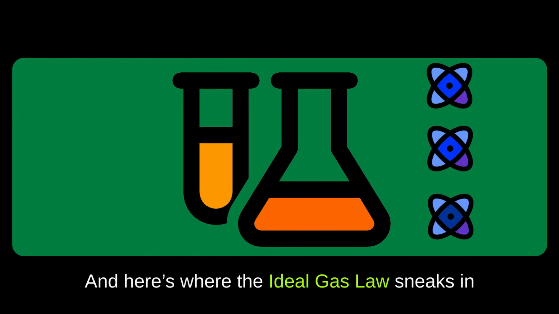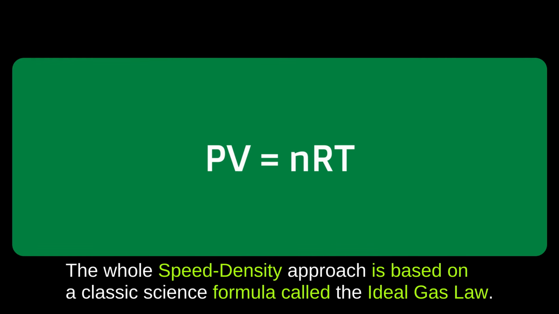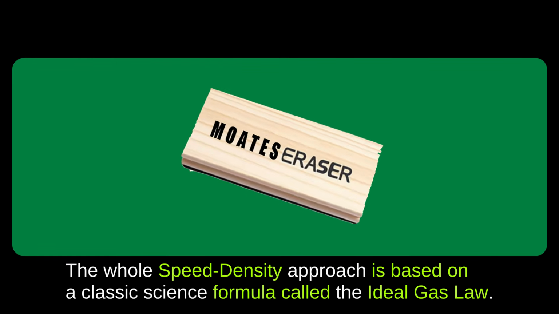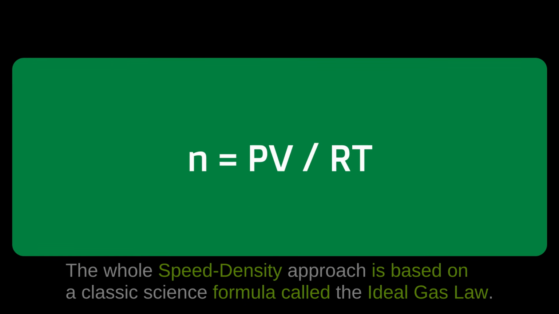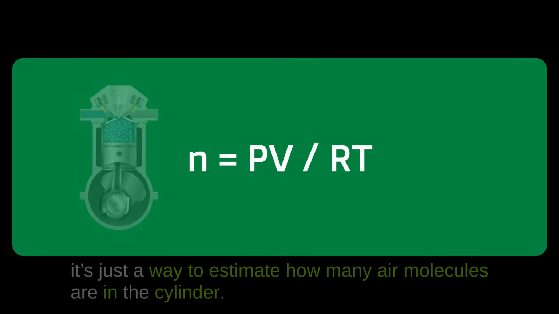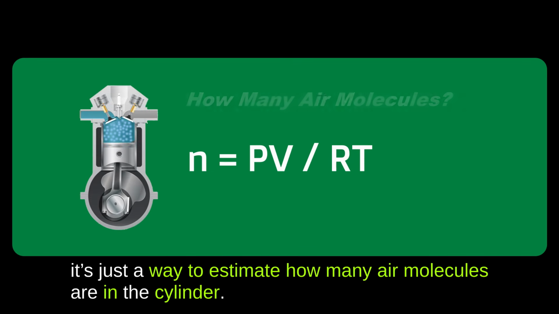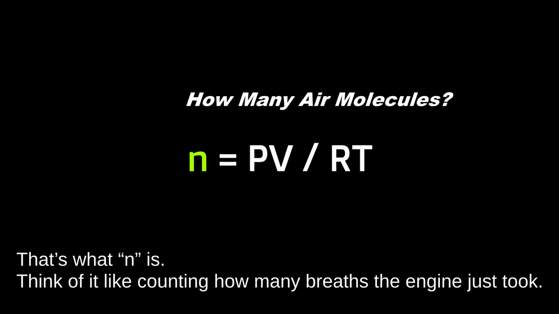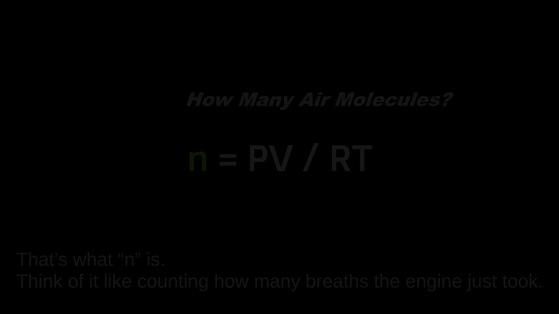And here's where the ideal gas law sneaks in. The whole speed density approach is based on a classic science formula called the ideal gas law. But let's not panic, it's just a way to estimate how many air molecules are in the cylinder. That's what N is. Think of it like counting how many breaths the engine just took in.